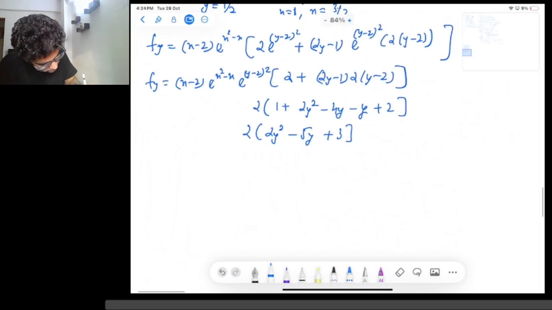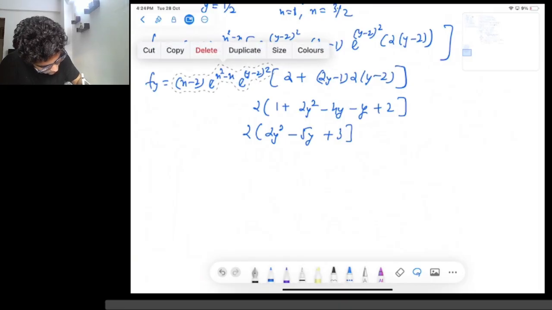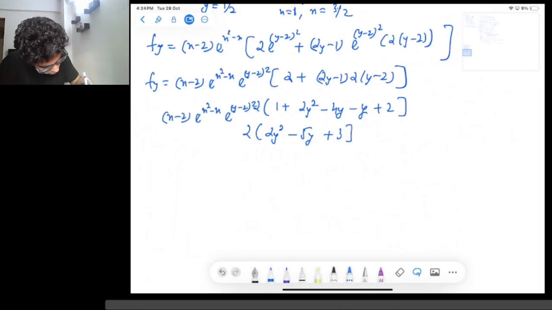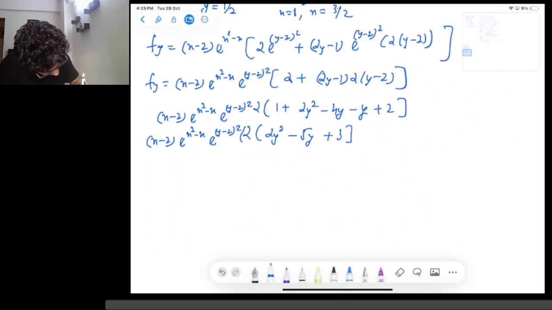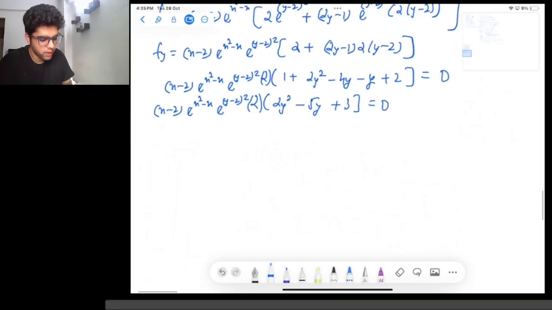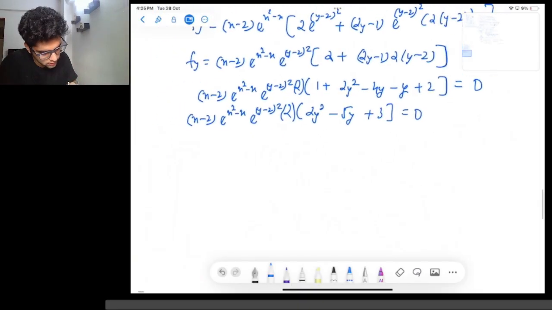Now finally my terms become x minus 2, or let me just duplicate this. I shan't take up more of your time. Duplicate. 2 is in a bracket. Right, so I just put 2 in the bracket. So this is f of y.